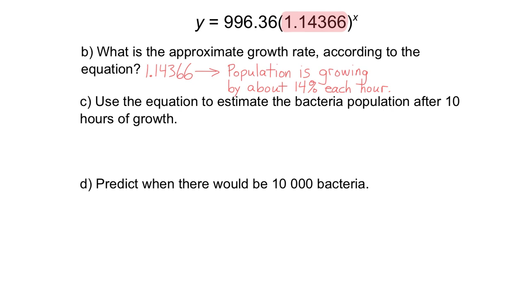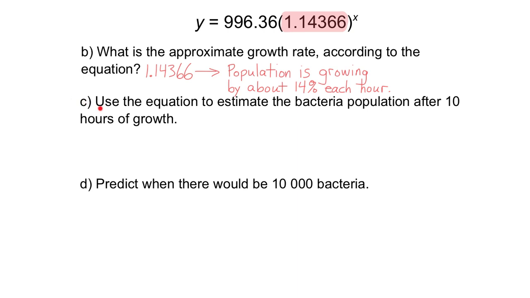14% is 0.14, but this is 1.14. That means 114%. That means every hour we are 114% of what the population was in the previous hour. That means it's grown by 14%. So every hour the population is growing by 14%. If we look at what this is, 996.36, that would be the initial or starting population. So if we walk through the equation here, to calculate the population, we take our starting population, multiply it by 114% every hour. That corresponds to a 14% growth rate.